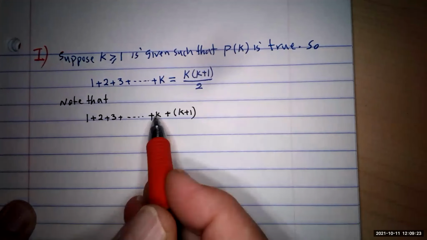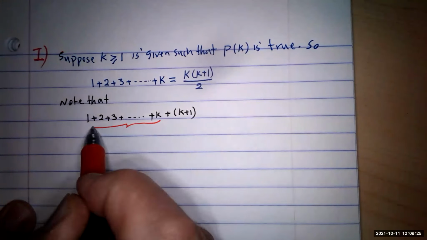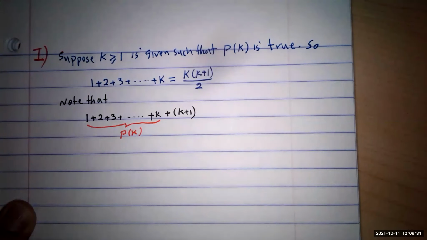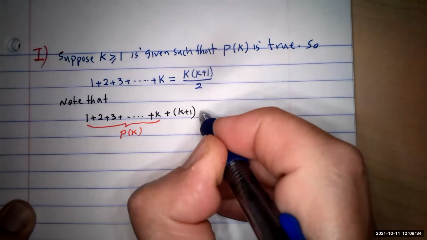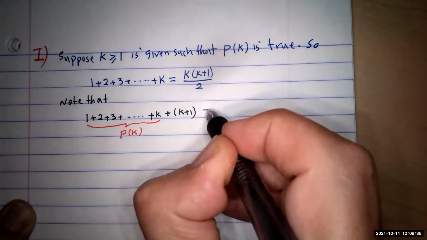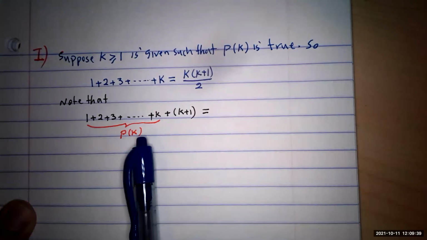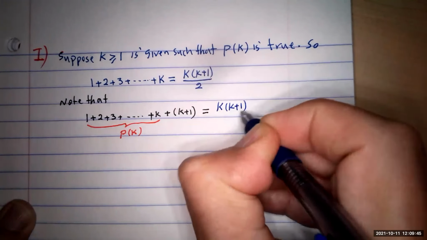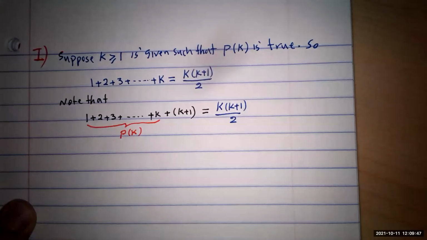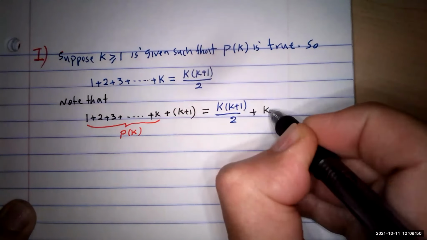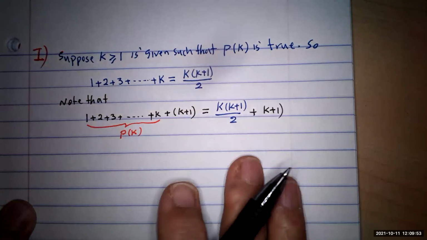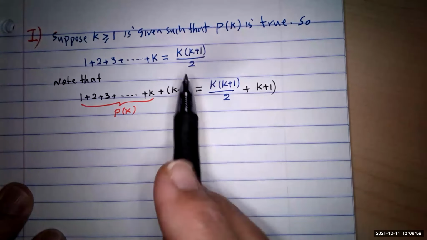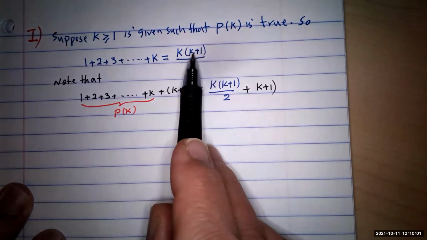So we want to evaluate this one. Look at this part. This part is given to you by the P(k), if you like. So this would be equal to what? 1, 2, 3 up to k is already given. Substitute, it is equal to k times k plus 1 over 2, plus k plus 1. So you have to stay on the right. Simplify this one to get what? (k+1)(k+2) over 2.